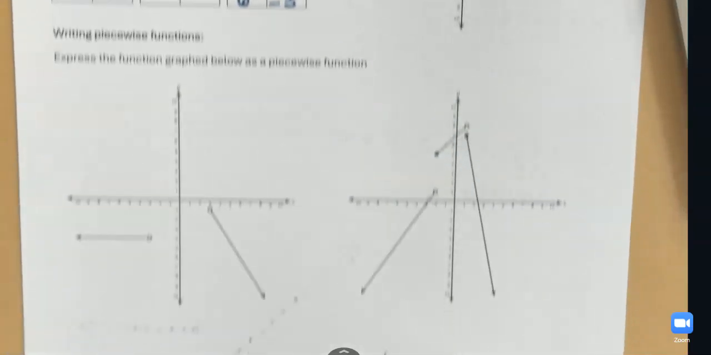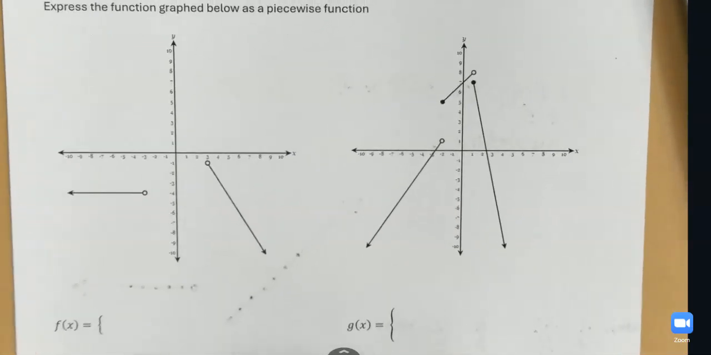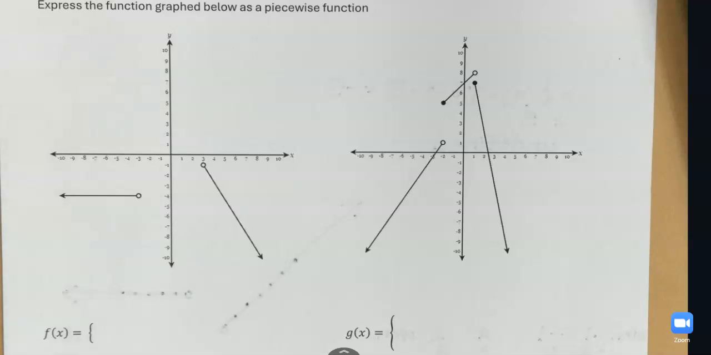Okay, the last thing we are going to do is write piecewise functions when we're given a graph. So this means you have to do two things. You have to write the equation and you have to write the domain which it is under.